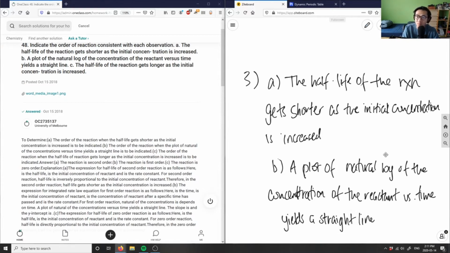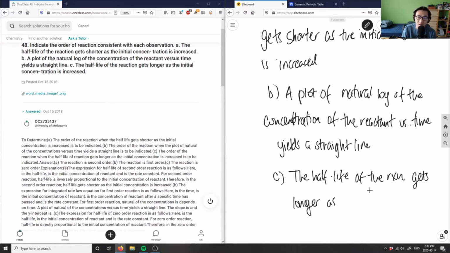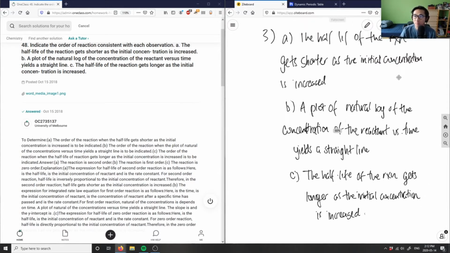C here is the half-life of the reaction Rxn gets longer as the initial concentration is increased. So that's going to indicate the order of reaction consistent with each observation. So let's look at these observations first.